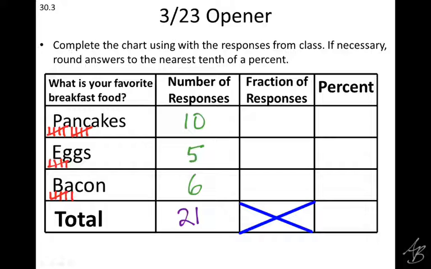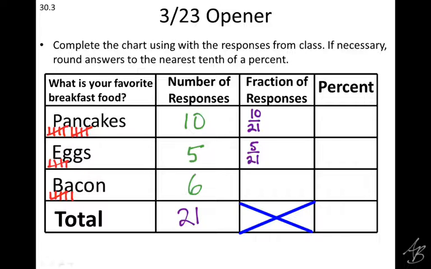And what are we going to do for those fractions? How do I write the fraction for the number of people that said they like pancakes the best? Okay, so we write the number of people that said they like pancakes the best over the total number of people. All right, so 10 out of 21 people said that they like pancakes the best. Can I reduce that fraction? Nope, there's nothing that goes into 10 that also goes into 21, so that's it. How about eggs? 5 over 21. Can I reduce that fraction? Nope, nothing that goes into 5 that also goes into 21.